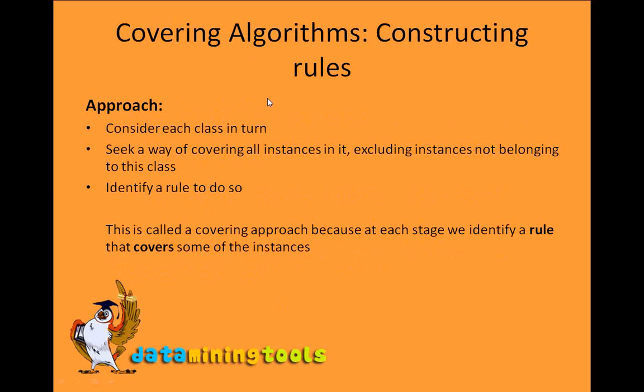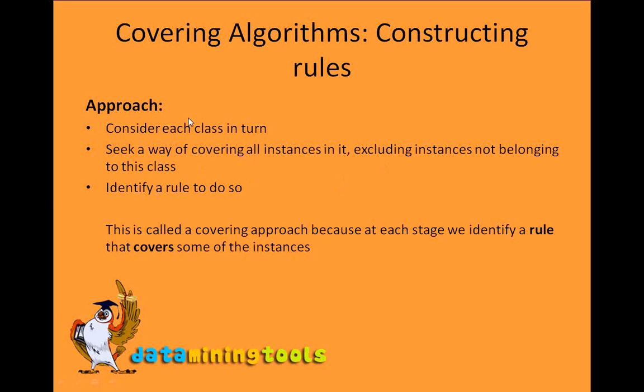Coming to our next algorithm, the covering algorithm. We just talked about how we construct decision trees. Now we'll talk about how we construct rules. So the approach is: consider each class in turn, seek a way of covering all instances of that class, and exclude all instances that do not belong to that class. Simple. And identify a rule to do so.